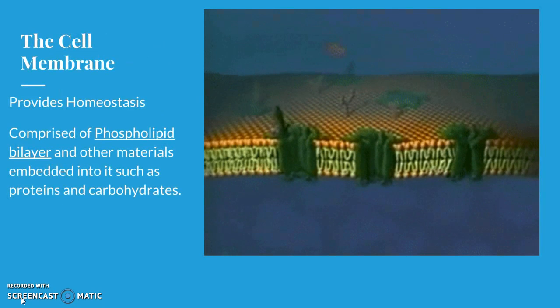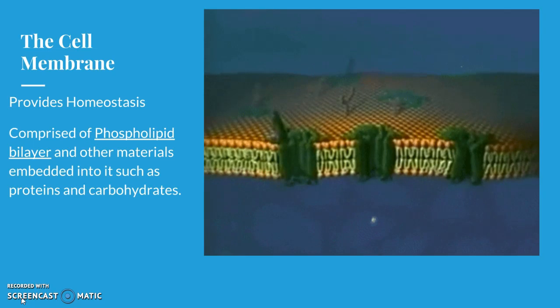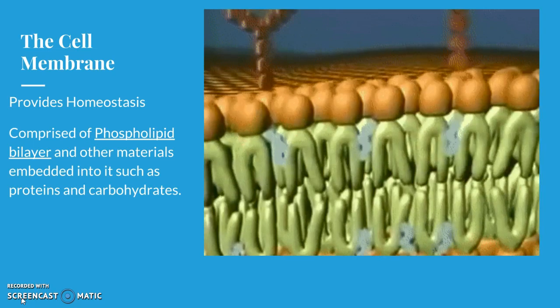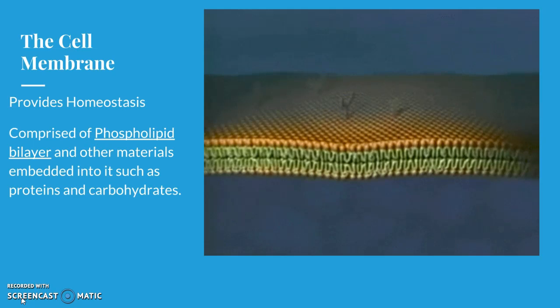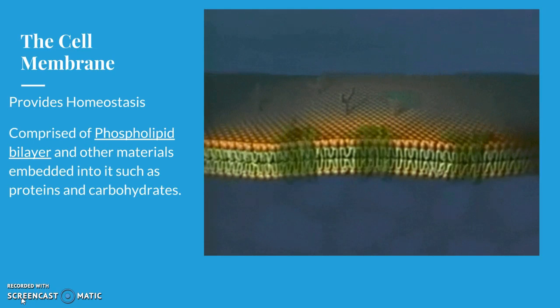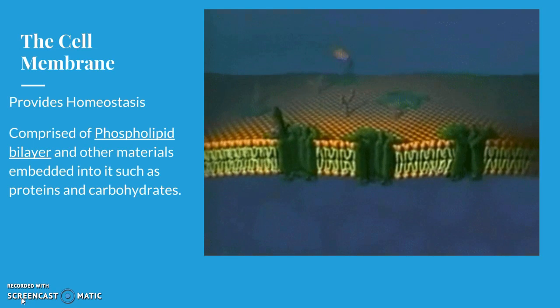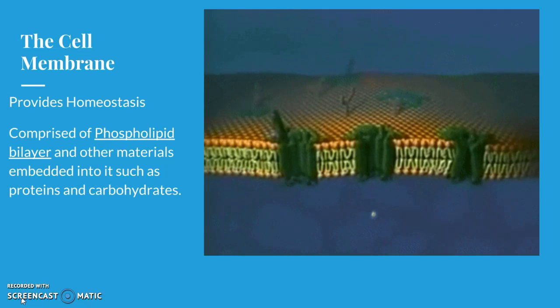First, let me remind you that the cell membrane is going to control what comes in and out of the cell, and it is made up of a phospholipid bilayer and has things like proteins, which are the green blobs, and some other things like cholesterol and carbohydrates embedded in it.